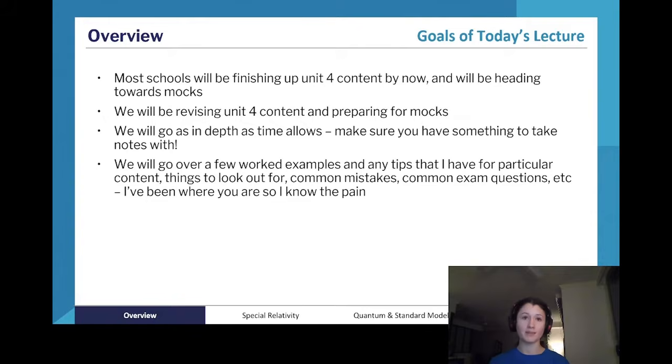We're going to go as in-depth as time allows, so make sure you have something to take notes with. We're going to go over a few worked examples, and then any tips that I have for particular content, things to look out for, common mistakes, common exam questions, even if there's a particular way to kind of remember a certain bit of content, or anything like that. And I've been where you are, so I know the pain very well.